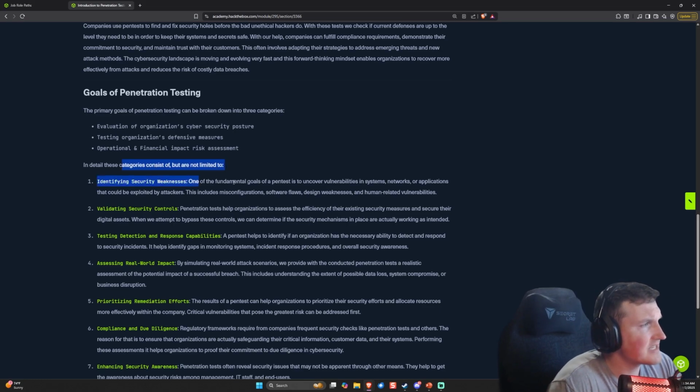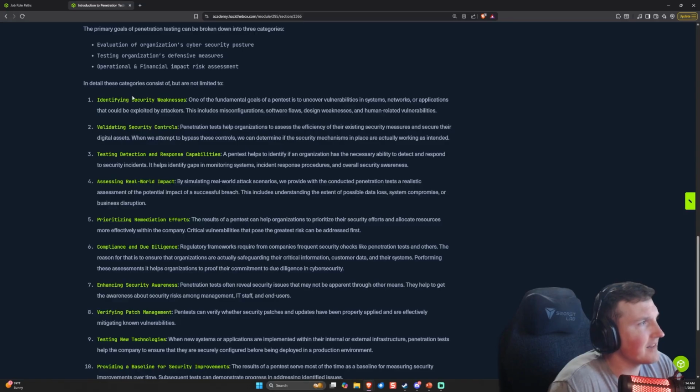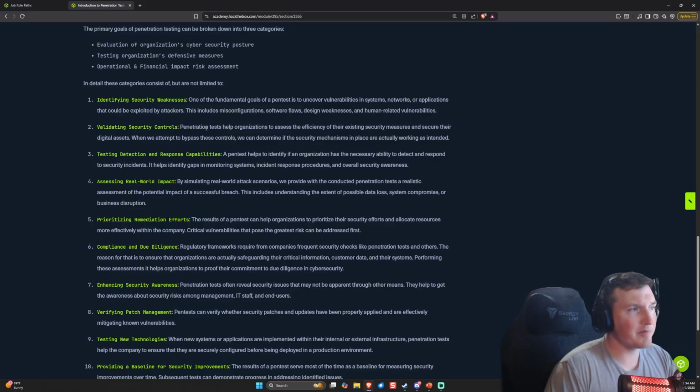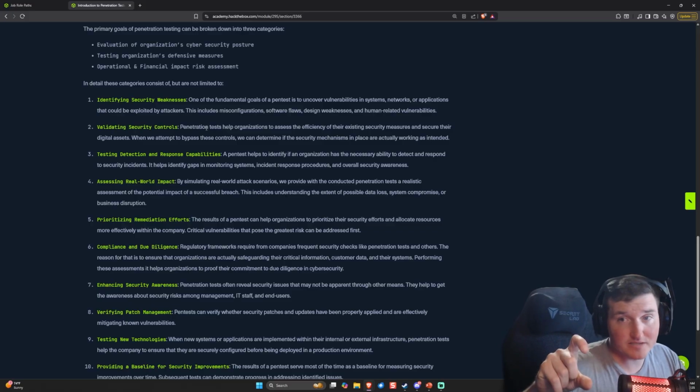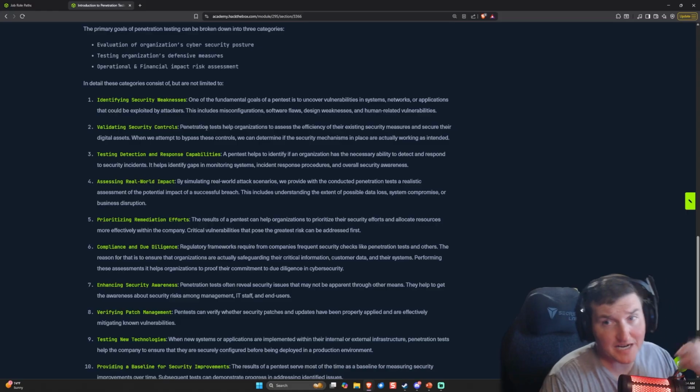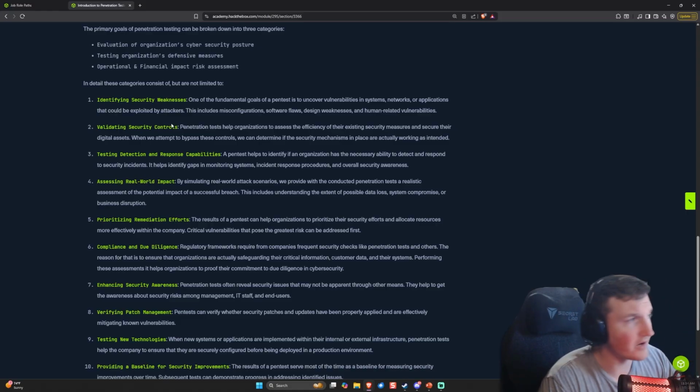Okay, so in detail, these categories include, but are not limited to, identifying security weaknesses. We know that. Validating security controls. An example might be, hey, we just put this in place. Can you check if it worked? Perfect. You put it in place, I tried to attack it, it doesn't work now. We're good.